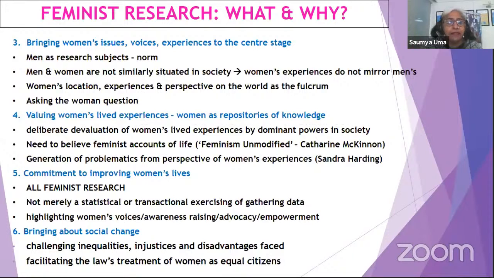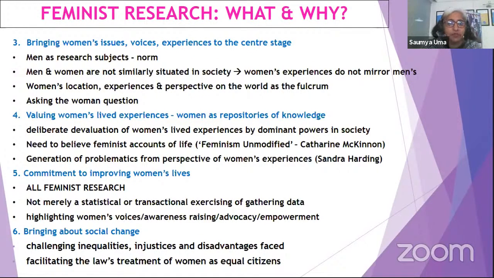And just to take that a little further, when we talk about feminist research, we are also talking about valuing women's lived experiences, because we see the participants, the women participants, as repositories of knowledge. So feminist accounts of life become important, as Catharine MacKinnon has talked about. And as Sandra Harding has said, it's about a generation of problematics from the perspective of women's experiences.